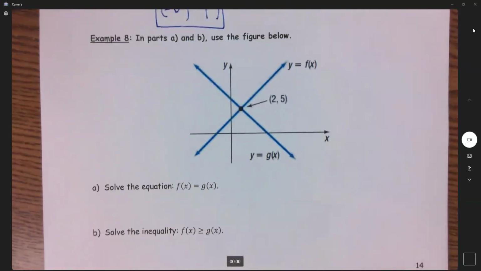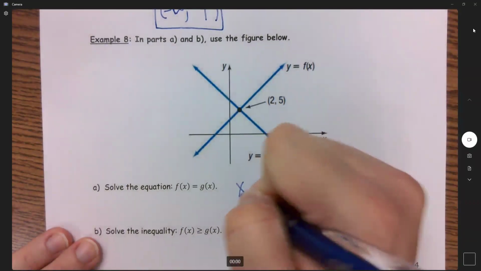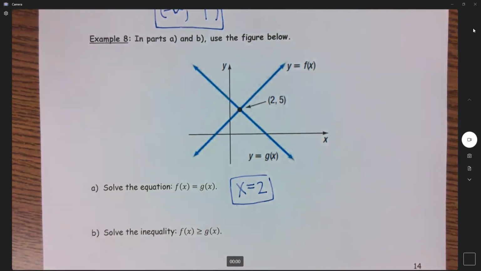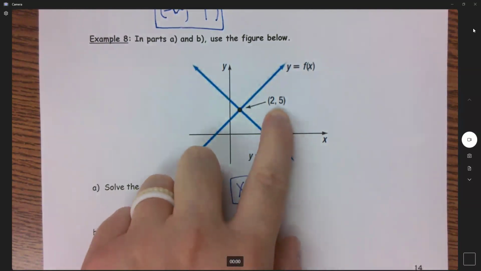So for part A, solve the equation. When does f of x equal g of x? That should be x equals 2. We're talking about just the x coordinate. When you substitute in 2 to both g of x and f of x, you get the y value of 5.